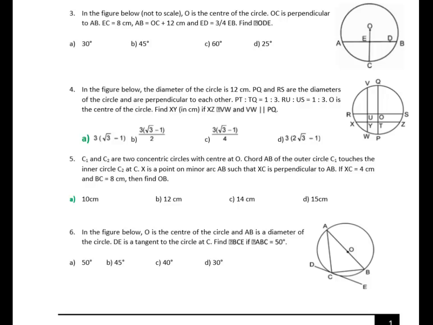Now let's read question number 3. In the figure given below, not to scale, O is the center of the circle, OC is perpendicular to AB. So if it is perpendicular to AB, then it means that chord AB is bisected.